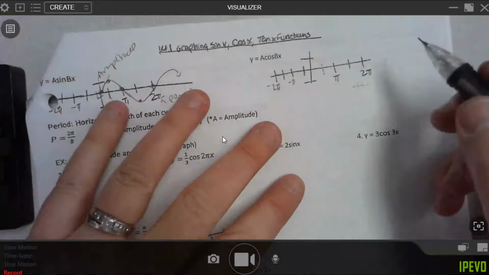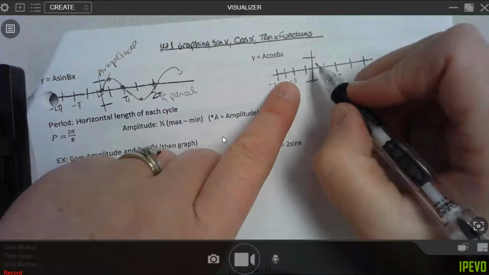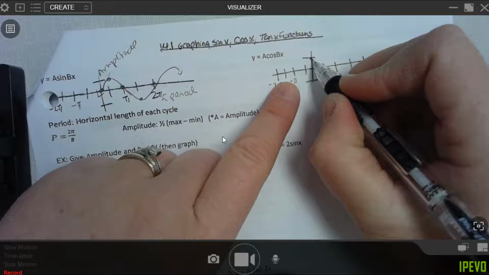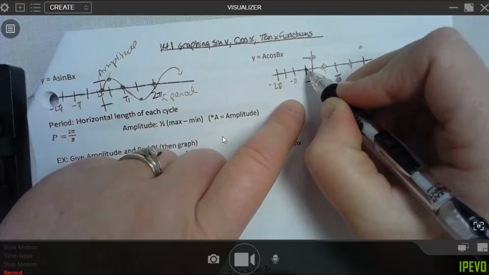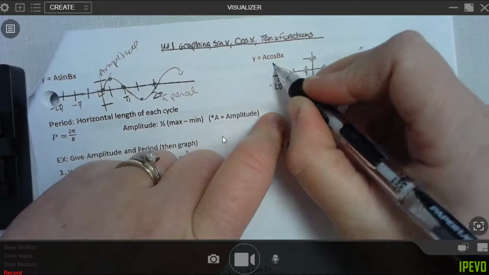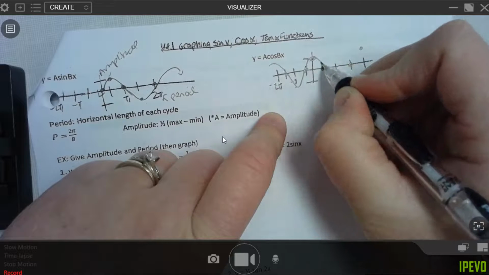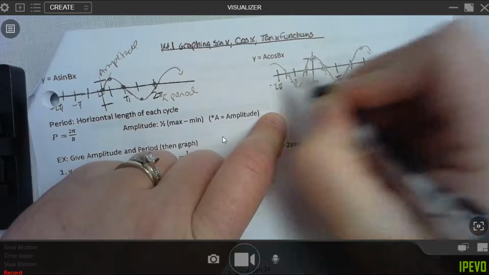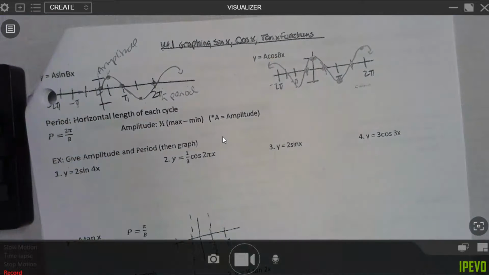Now cosine's picture, remember cosine starts at 1 because cosine of 0 is 1. And then it goes 0, -1, 0, 1. So if I was going to draw more than one cycle of this, it would look like this. But you'll see me typically only graph one cycle.